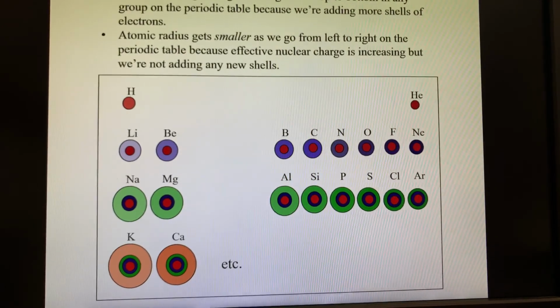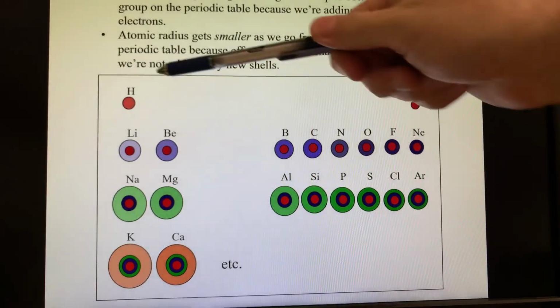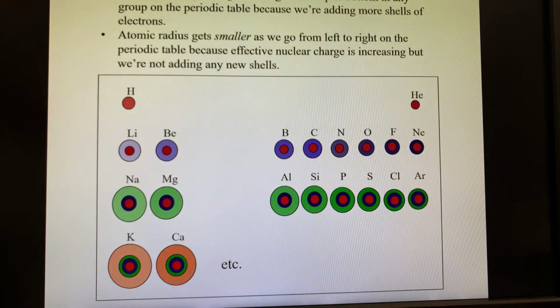Right? So remember those two things. Size increases going down because of more shells. Size decreases going to the right because of two things. Effective nuclear charge is increasing, but the number of shells is not.